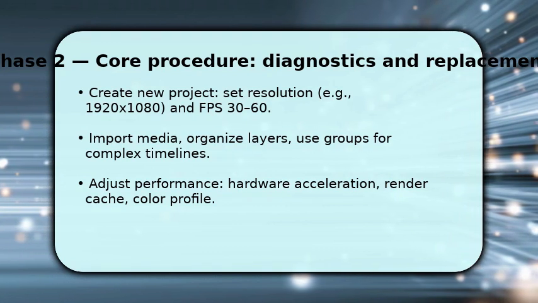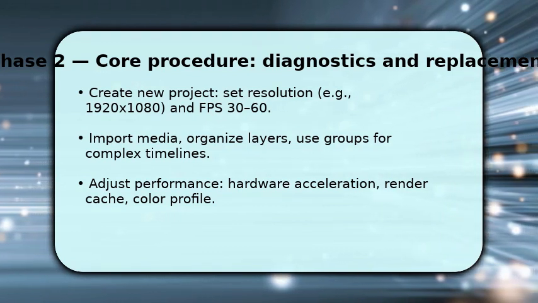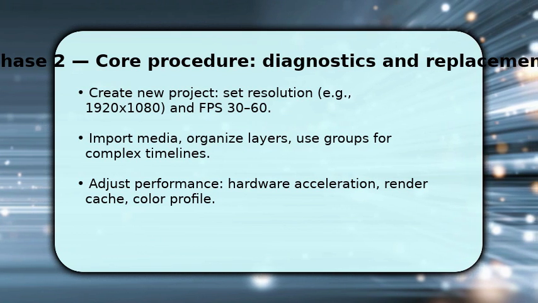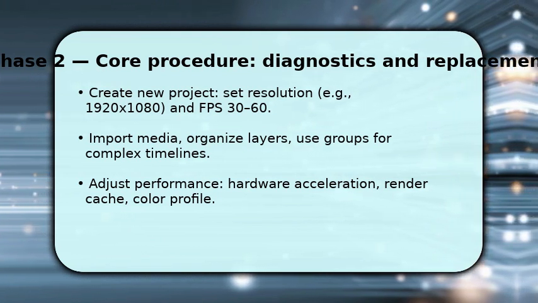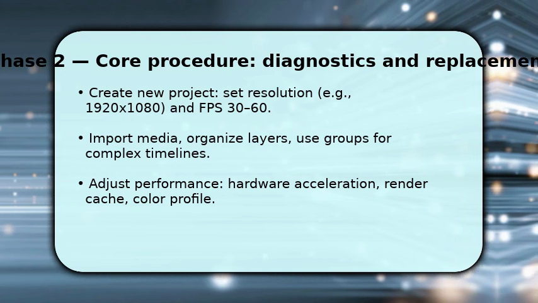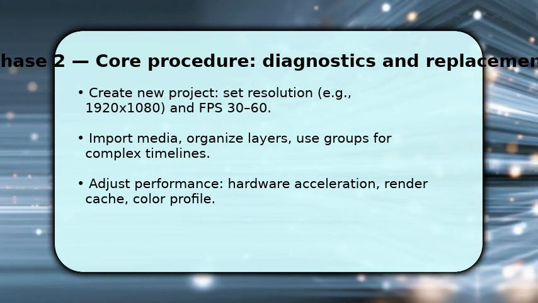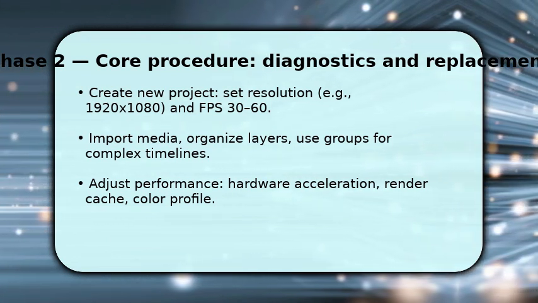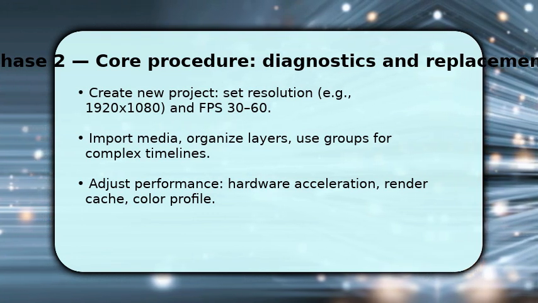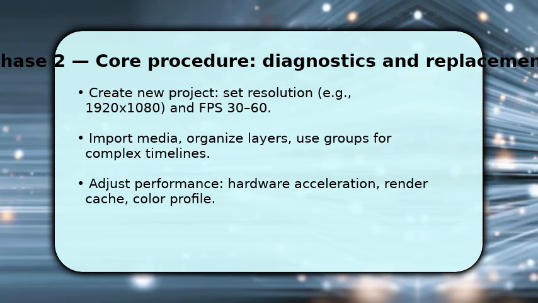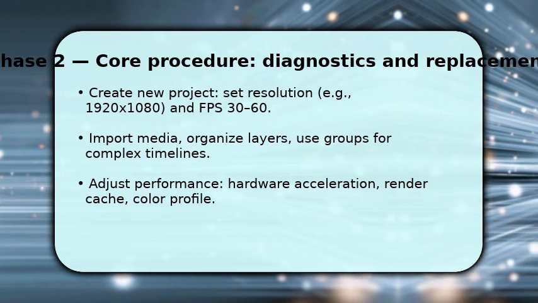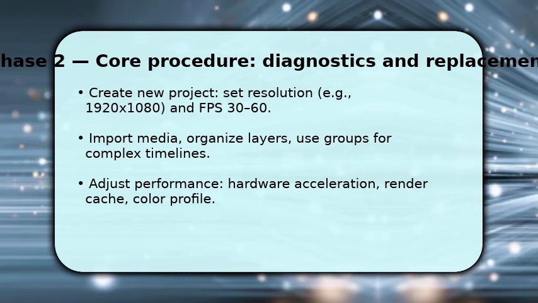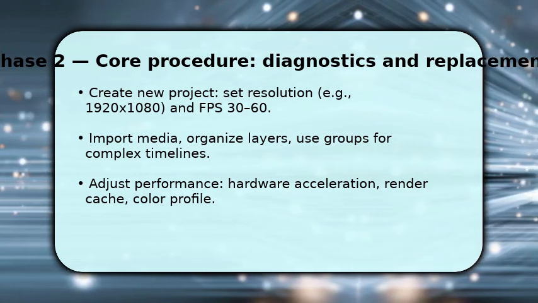Pick resolution and FPS, 1920x1080 at 30 or 60 FPS depending on final use, because that determines export size and smoothness. Then import footage and images, drag them onto the timeline, and organize with groups and labeled layers for easier editing. Once your timeline grows, enable hardware acceleration and render cache in Bluestacks to prevent lag.